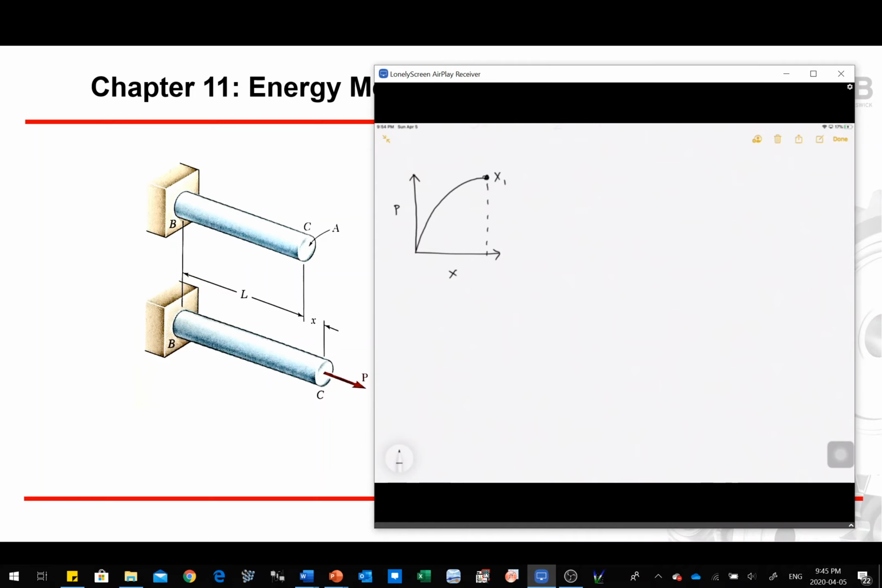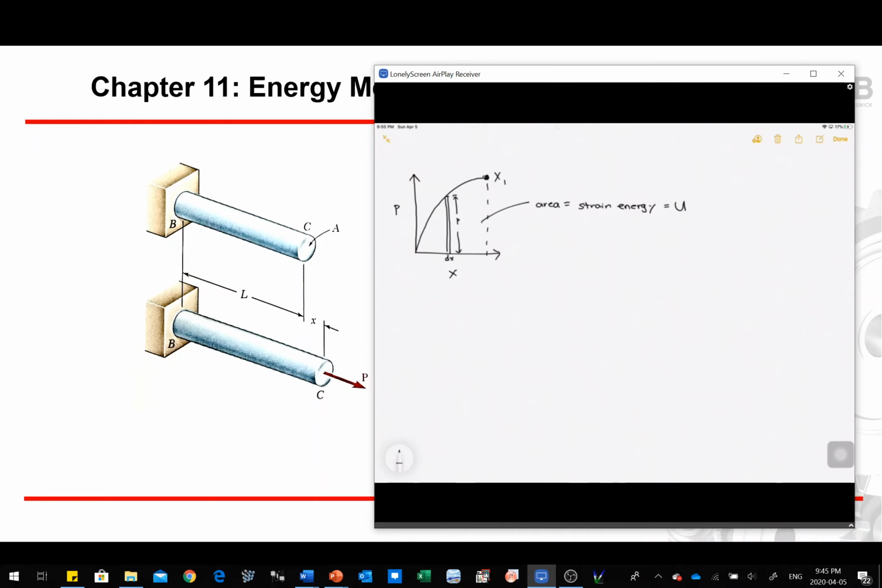Now, in order for us to calculate the strain energy, we can take the area under this curve. So the area is now equal to our strain energy, and we can call it capital U. Now, how can we take the area under this curve? We take a slab, which is a certain P and dx. So this is dx right here, and this is a certain amount P. Let's call this one P.